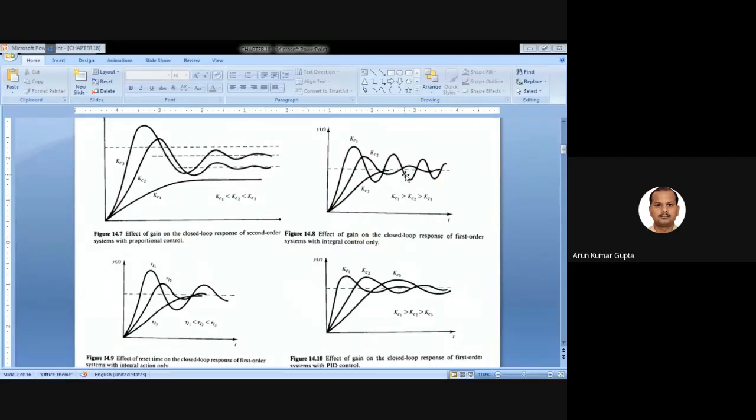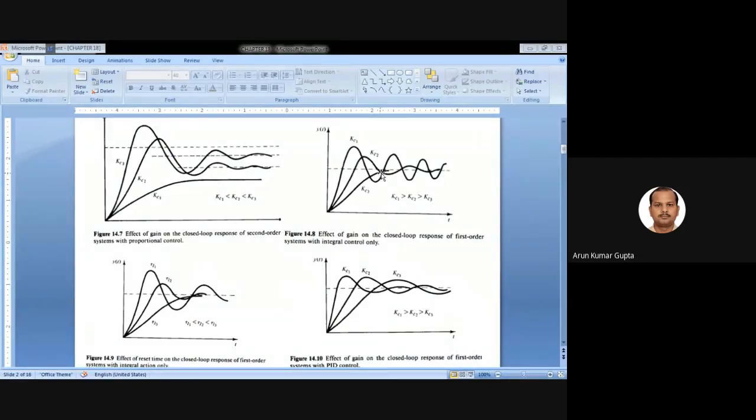Just like if you see the first order system with the integral control only. Integral control only means we are keeping the tau I constant, and now we are varying the Kc value. So as we increase the Kc, Kc1 is the highest value. As you increase the Kc value, the oscillation increases tremendously. At Kc3, the response is almost zero offset with no oscillation, but this is a sluggish response.